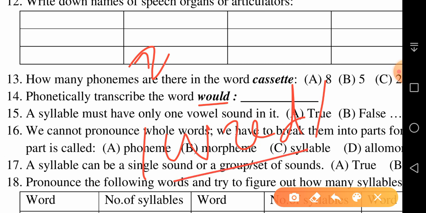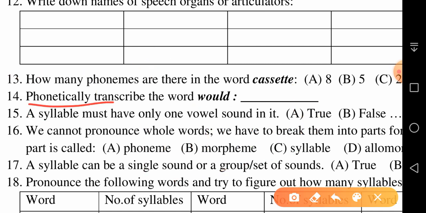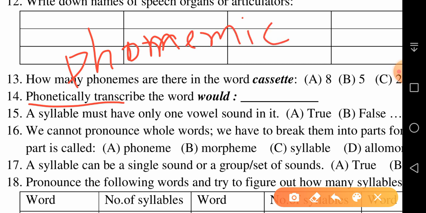So this minimum transcription is known as phonemic. Phonetic transcription is very broad. So there are two types of transcription. One is phonemic, in which we just mention phonemes. This is broader transcription, and there is a narrower transcription.